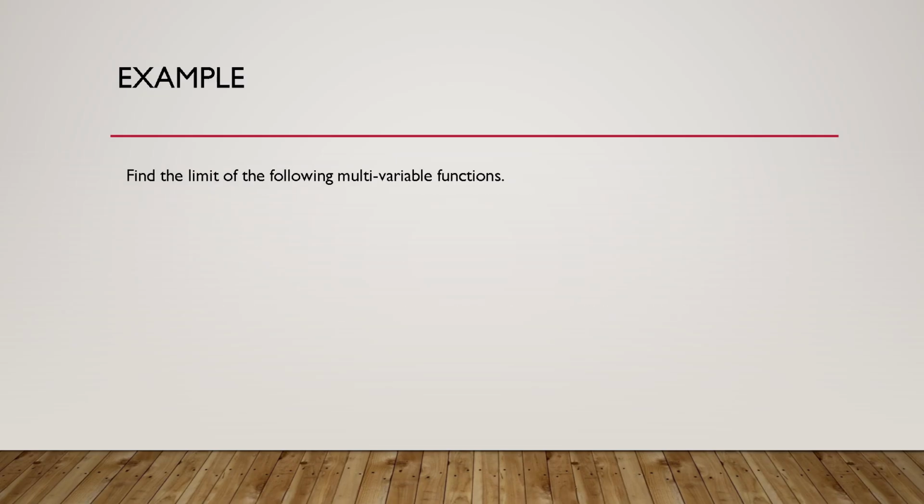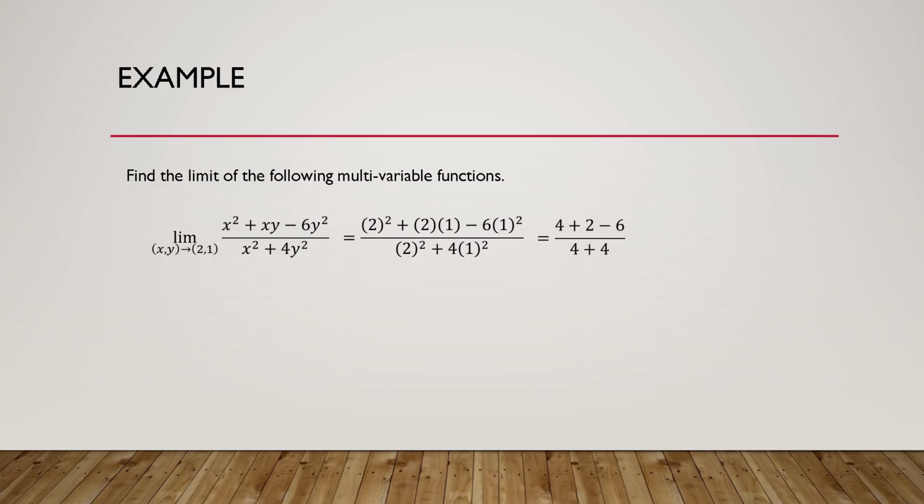For example, find the limit of the following multivariable function. The limit as x, y approaches 2, 1 of x squared plus x times y minus 6y squared all over x squared plus 4y squared. This limit may be solved by substitution. So 2 squared plus 2 times 1 minus 6 times 1 squared all over 2 squared plus 4 times 1 squared. This simplifies to 4 plus 2 minus 6 all over 4 plus 4, or 0 over 8, which equals 0.